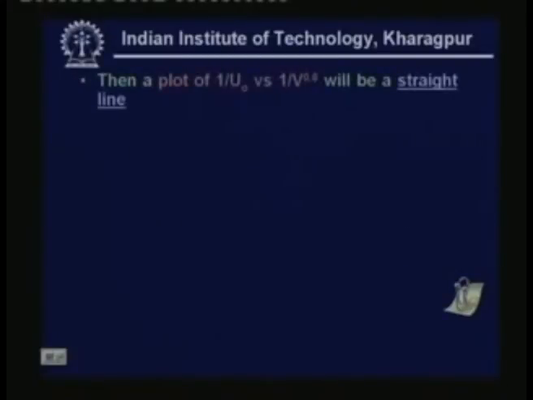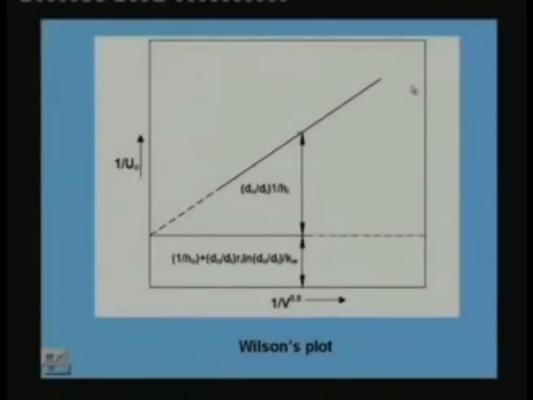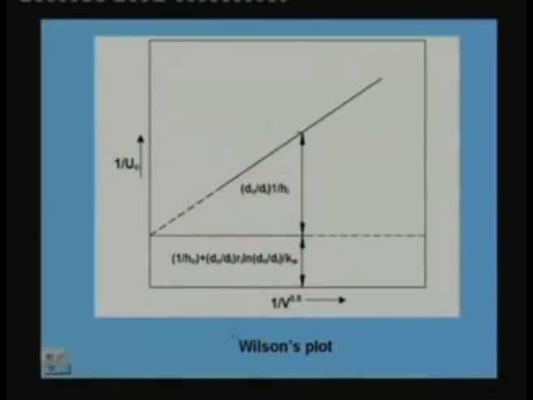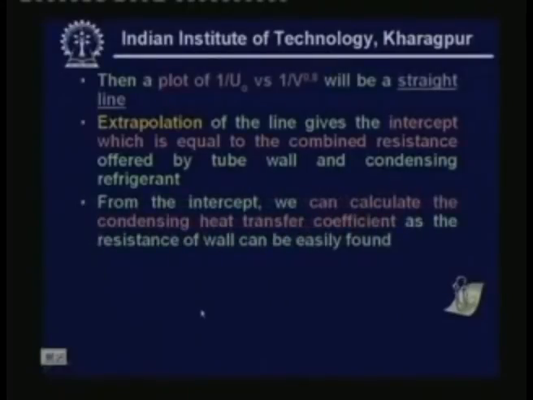Then a plot of 1 by U naught versus 1 by V to the power of 0.8 will be a straight line. The intercept gives you the resistance on the refrigerant side plus the wall resistance, because that remains constant, whereas the resistance on the water side will be varying because the velocity of the water is varying. From the intercept we can calculate the condensing heat transfer coefficient, as the resistance of the wall can be easily found.